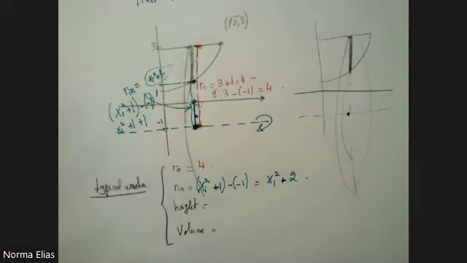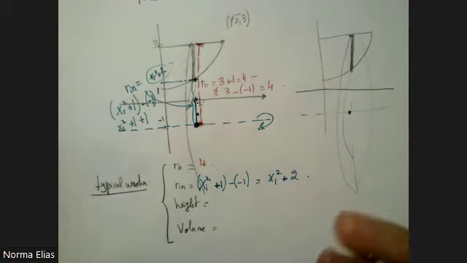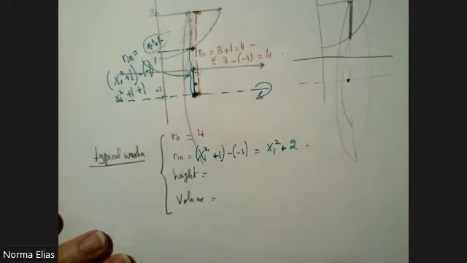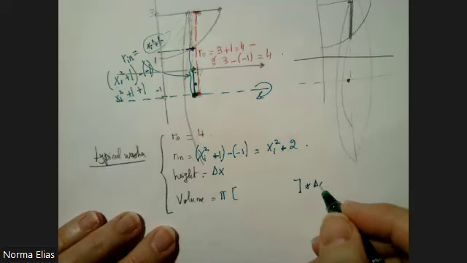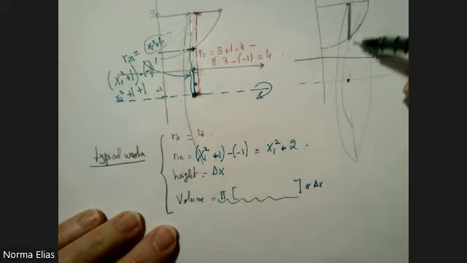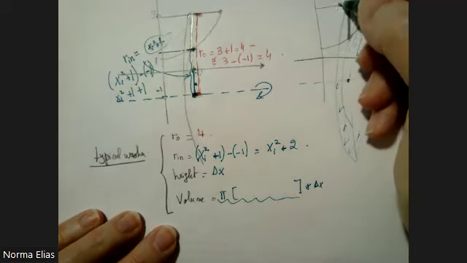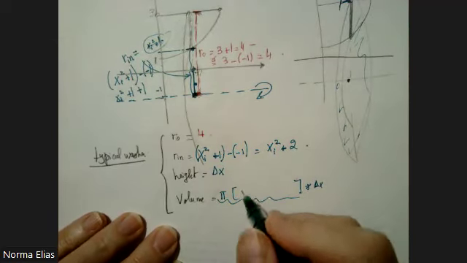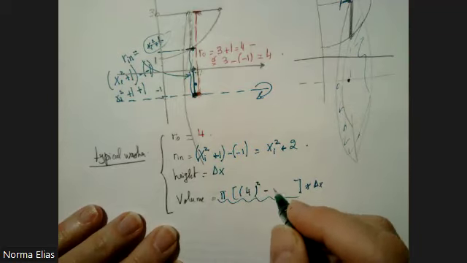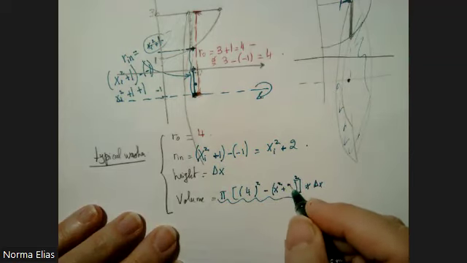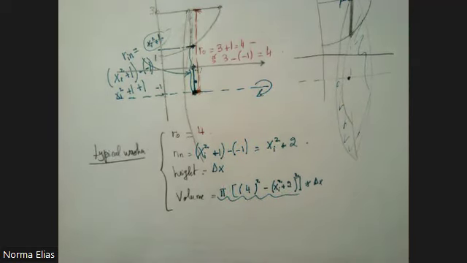Everything is bigger. The outer is increased by 1 and the inner is increased by 1 because we're changing the axis of rotation. My height is the delta x. And finally, my volume. So this is the area of the base of the washer. You're multiplying by the delta x to capture a volume. So this is going to be the outer radius squared minus the inner radius squared. That's the volume of the washer.